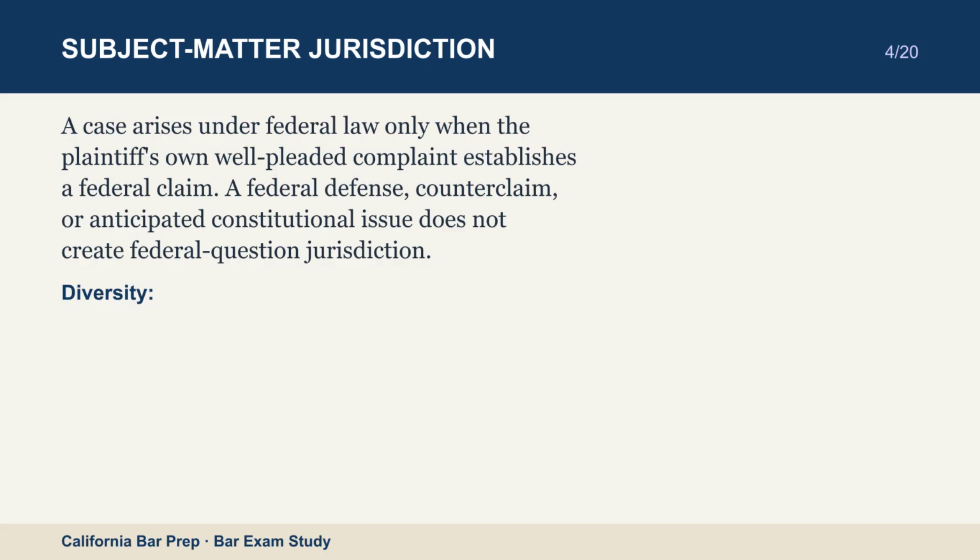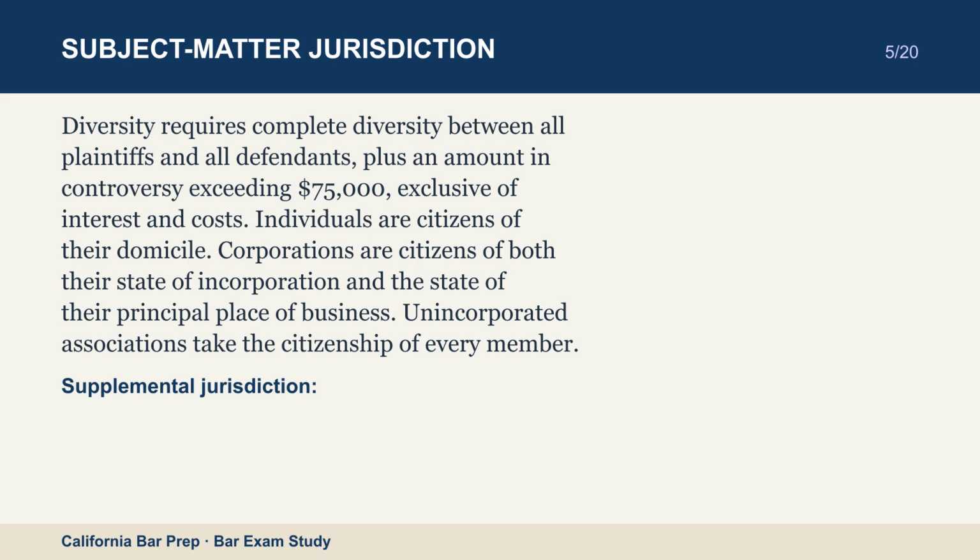Diversity. Diversity requires complete diversity between all plaintiffs and all defendants, plus an amount in controversy exceeding $75,000, exclusive of interest and costs. Individuals are citizens of their domicile. Corporations are citizens of both their state of incorporation and the state of their principal place of business. Unincorporated associations take the citizenship of every member.